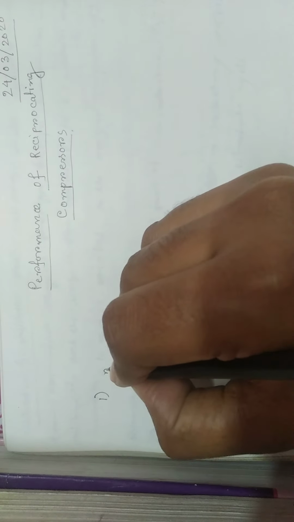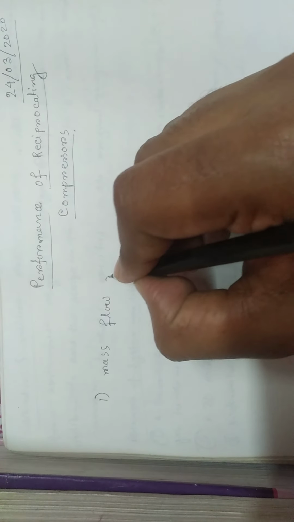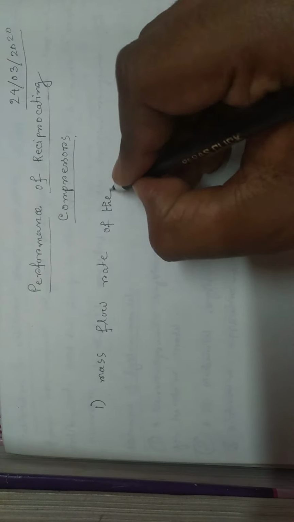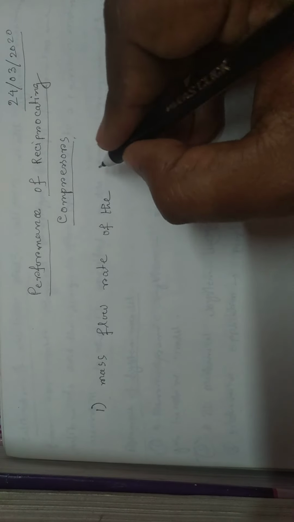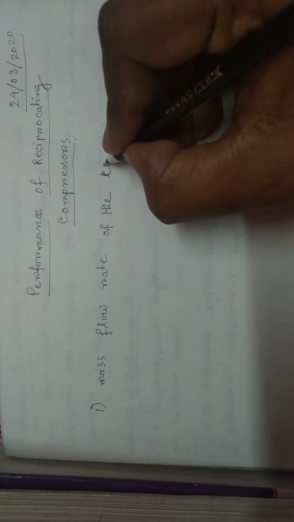For a given evaporator and condenser pressure, what are the main parameters? The first is the mass flow rate of the compressor. So these are the main performance parameters.